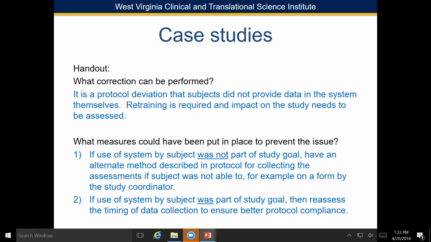And then if the use of the system by the subject was part of the study goal, which we don't know, then you can reassess the timing of data collection to ensure better protocol compliance. So probably there was a problem with how the study was structured, and when people sat down to design the study, maybe they should have known that at that time it was not going to be possible for most of the patients to record the data themselves, and think about that. So whether or not it was part of the study goals and what else we can do.